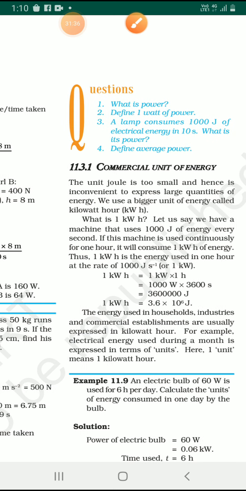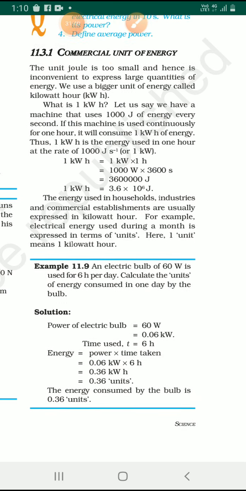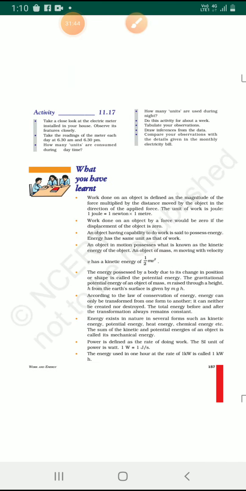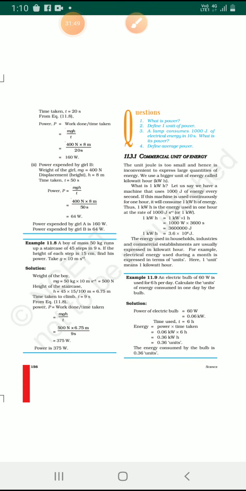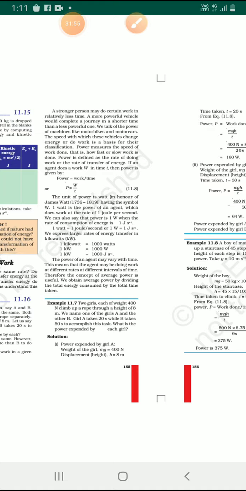So next is the commercial unit of energy. This is also very simple. I'll explain what the commercial unit of energy is, and after that we are going to wind up this chapter. And if possible, tomorrow I'm going to send a PDF of the lesson work and energy.